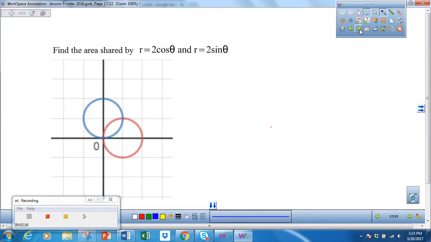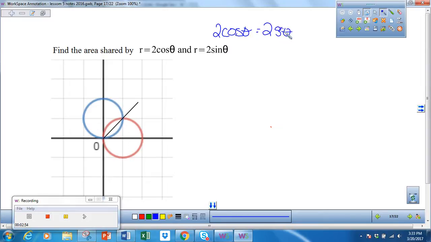Last problem, we're going to look at the area shared by r equals 2 cosine theta and r equals 2 sine theta. So looking at this, we can see that our radial lines, or our point of intersection, is here. So we can do this a couple of different ways. I'm going to do it with 2 integrals, but you could actually find 1 and multiply by 2. But what I'm going to do, again, we're going to set these two equal to each other, and we get 2 cosine theta is equal to 2 sine theta.